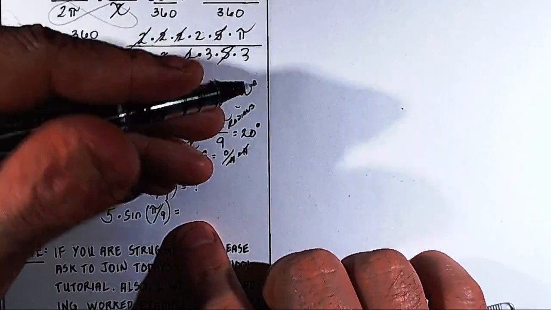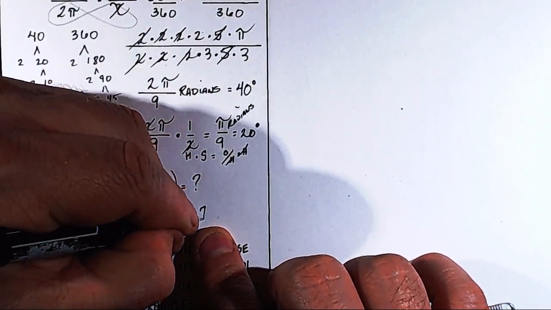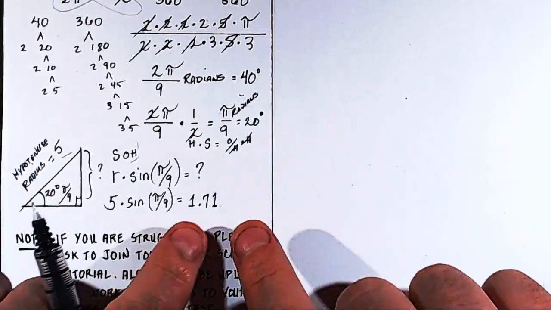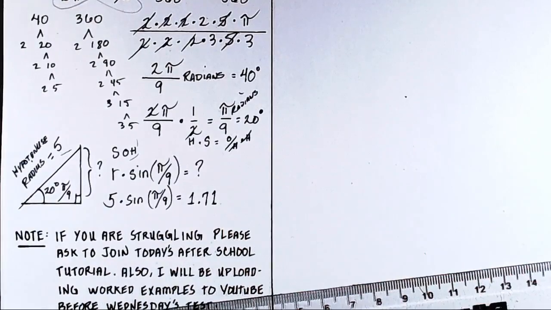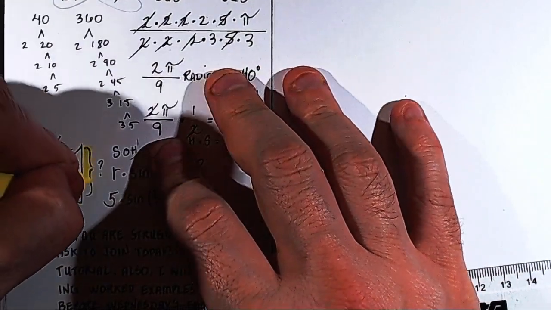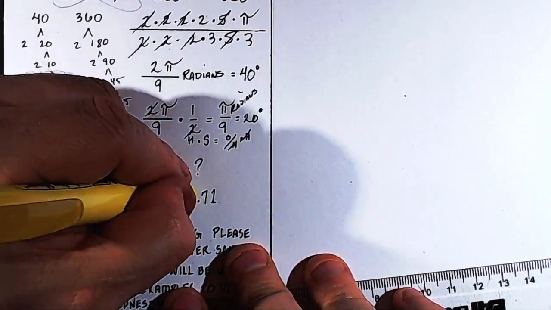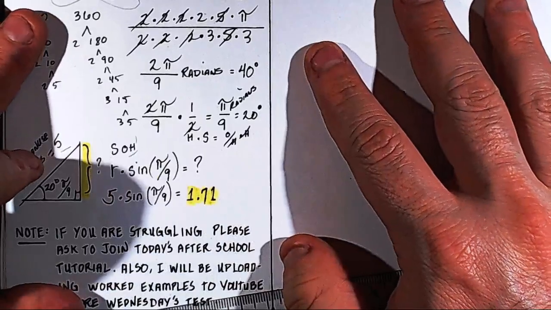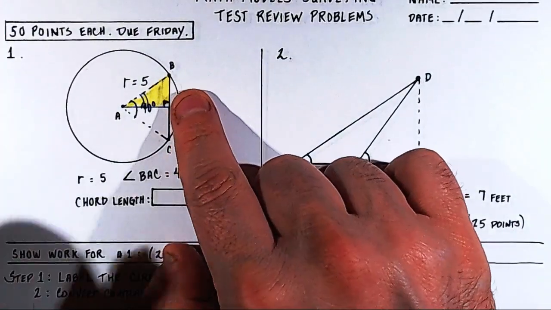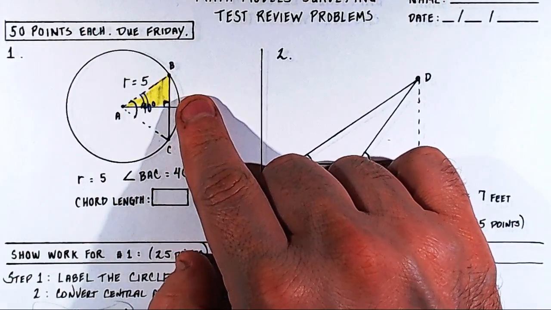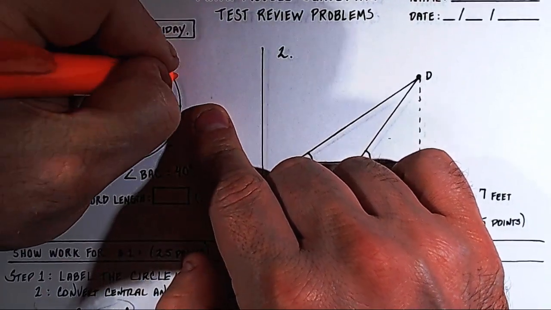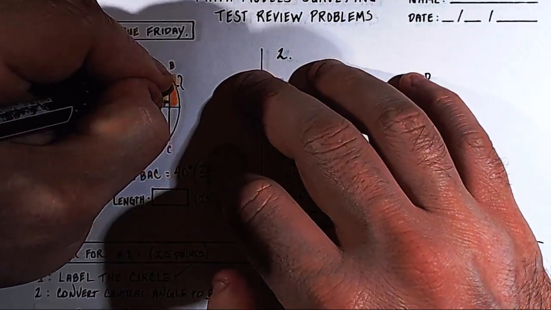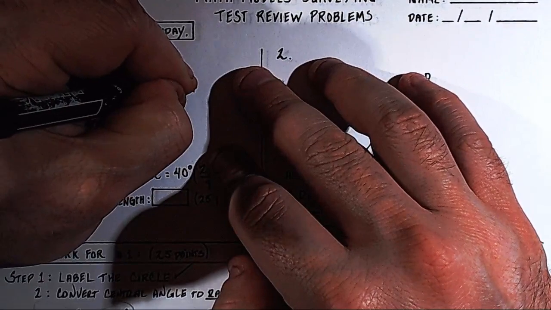I'm going to leave this like that, but 1.71 is enough, so I'm going to write that here, 1.71. Remember, that's an approximation. So what have I accomplished? I have found this distance. That's 1.71. Let me transfer that knowledge back up to the original picture. In orange, half this chord length is 1.71.